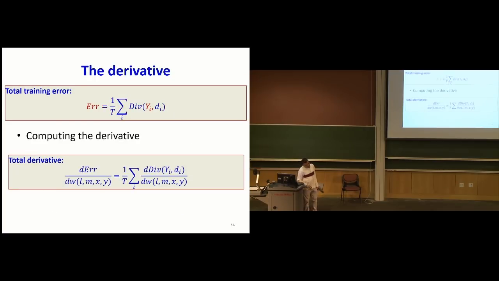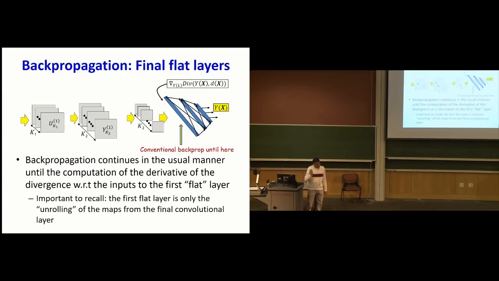And this derivative, this is the derivative of the error, total or the average error, with respect to the parameter, which can be decomposed into the average of the derivatives of the divergences for the individual inputs with respect to the parameter. So this term is what we really want to estimate, right? And so how do we compute all of this?